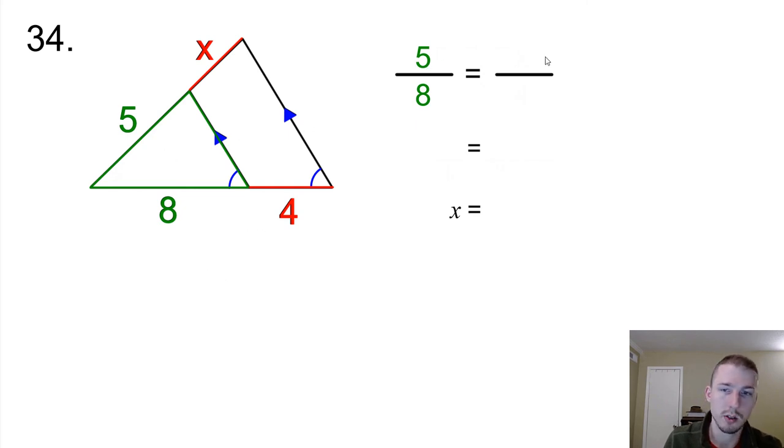So 5 goes with the 8, just as the x goes with the 4. Then when we cross multiply, we get 8x is equal to 20, divided by 8, which will leave me with x is equal to 2.5.